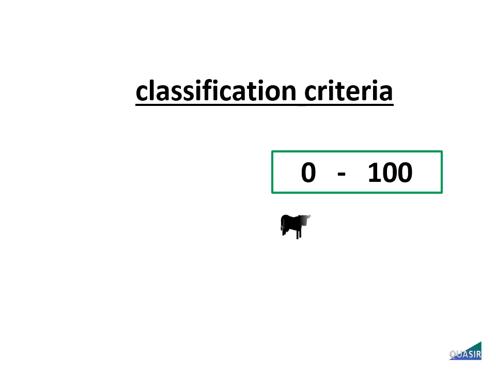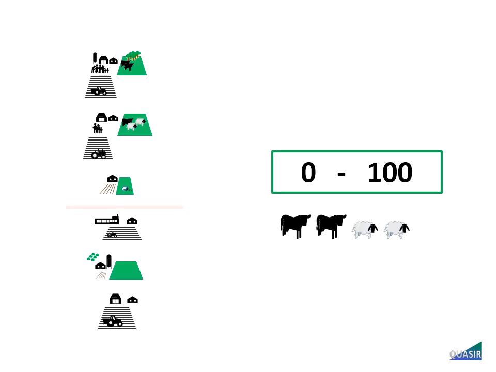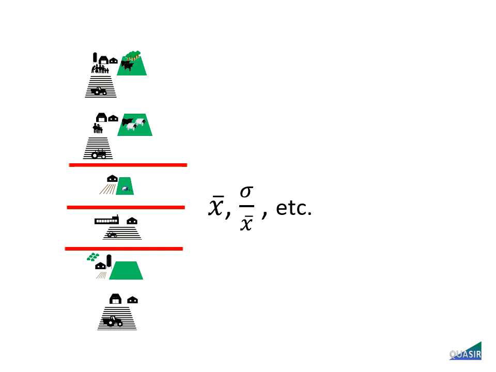A classification based on a quantitative criterion allows for the consideration of intermediate levels, but requires a decision on the location of the boundaries between the classes. The choice of the most appropriate class boundaries can be supported by statistical tools.